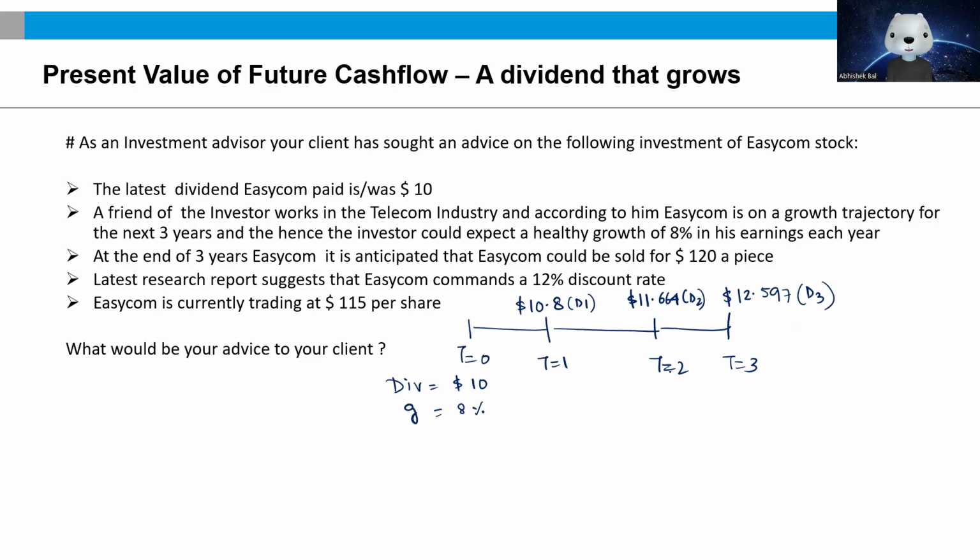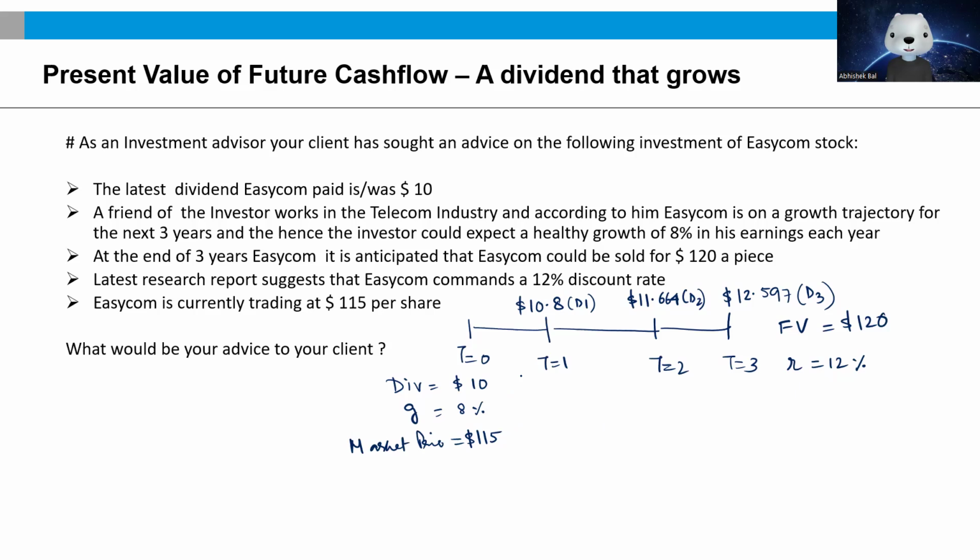All right, so we have got these three dividends that the company is likely to issue in the forthcoming 3 years. All right, and it is expected that we could sell this security at out here. The future value at selling price is estimated to be 120. And the discount rate happens to be the same. The discount rate is 12%. And EasyCom's current market price is again $115 a share. Now, given this, what's going to be your advice?